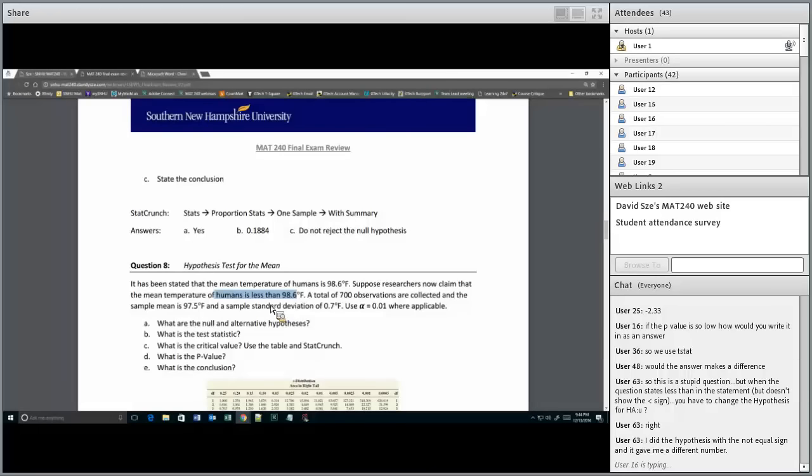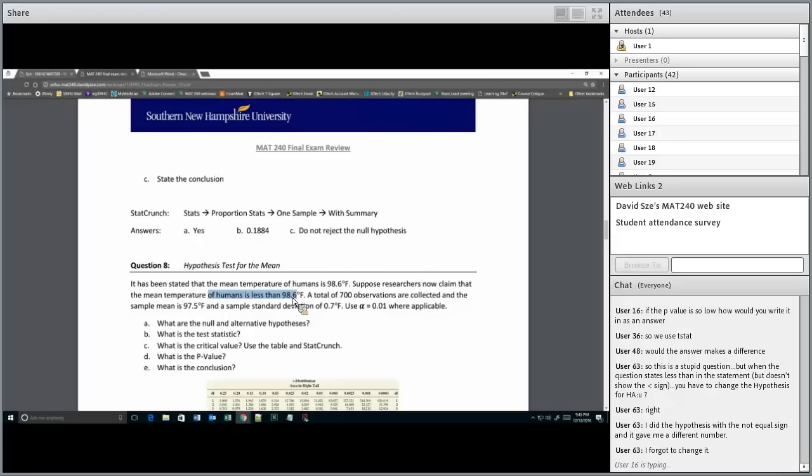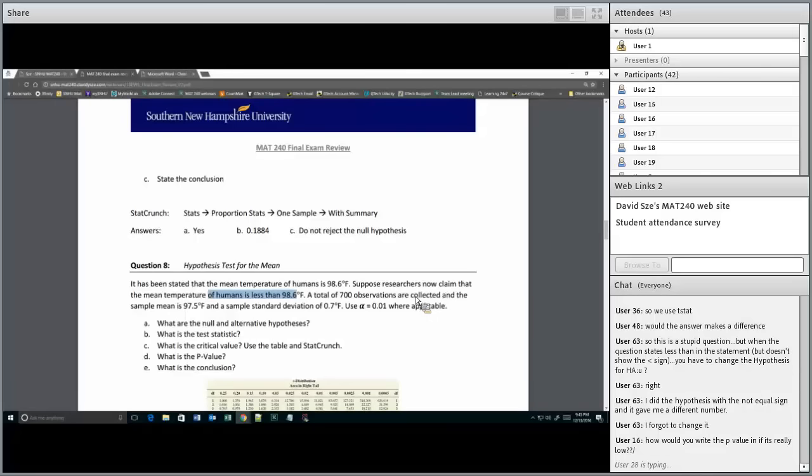No, you're not going to choose not equal, right? They're not saying not equal. They're specifically saying less than 98.6. So choosing that alternative hypothesis would be wrong then. But if the statement said, suppose researchers now claim that the mean temperature of humans is different than 98.6, then it would mean that you would choose not equal.